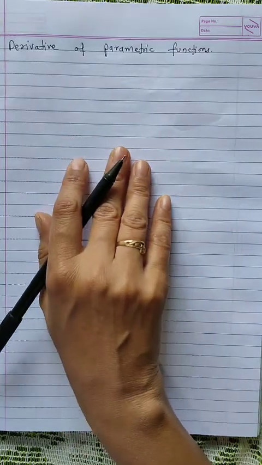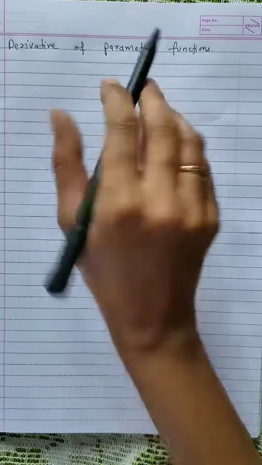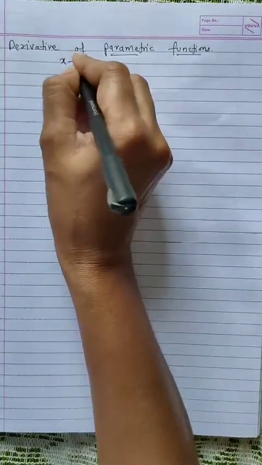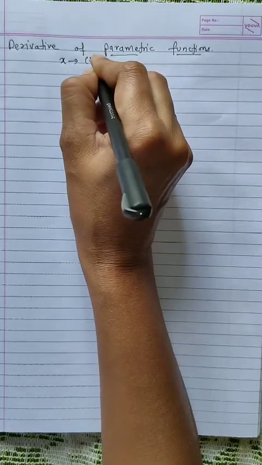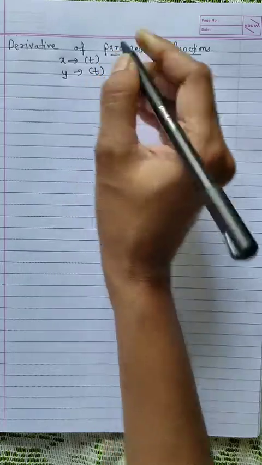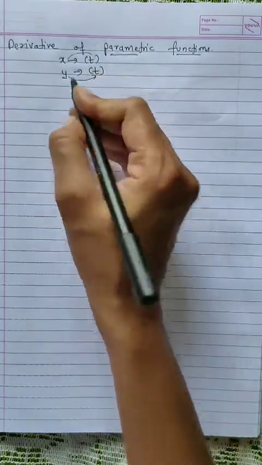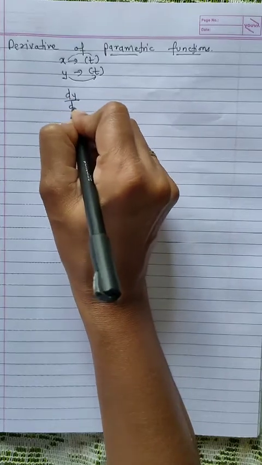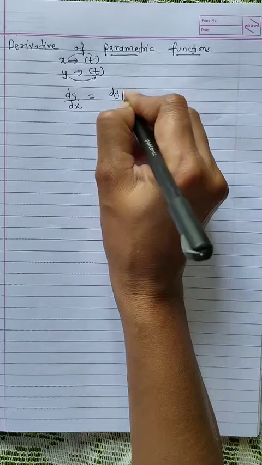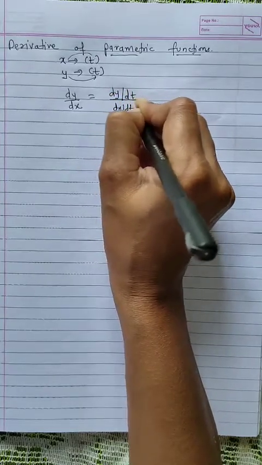Hello students, today we are going to study derivative of parametric functions. Now what are parametric functions? Suppose we have x which is expressed in a parameter t, and suppose we have y which is expressed in parameter t, meaning x is a function of t and y is also a function of t. And suppose we have to find dy by dx, then dy by dx can be found by using dy by dt upon dx by dt.